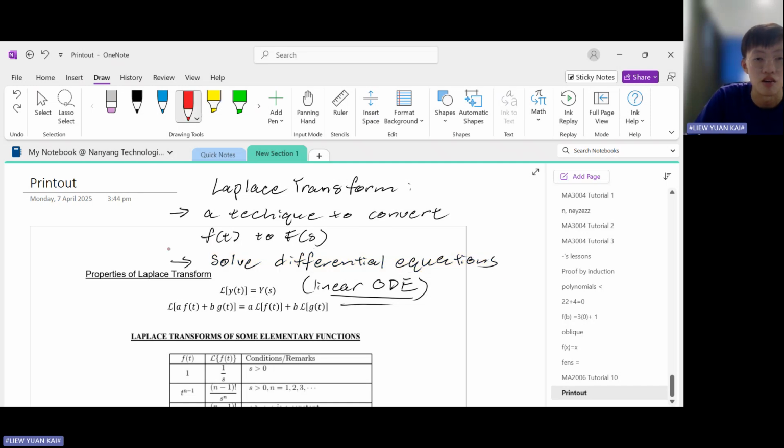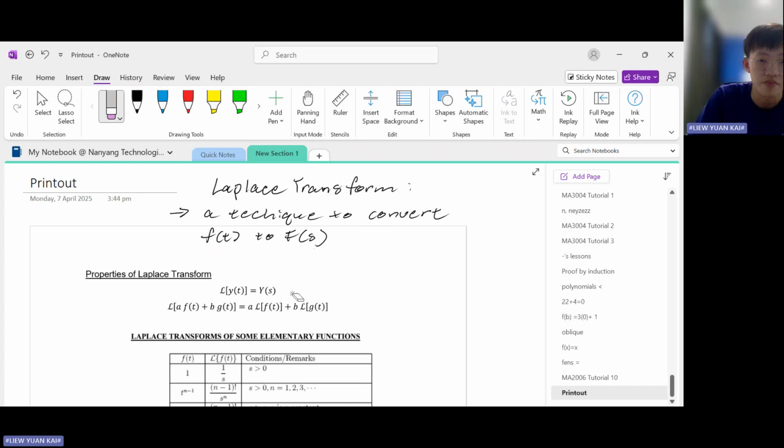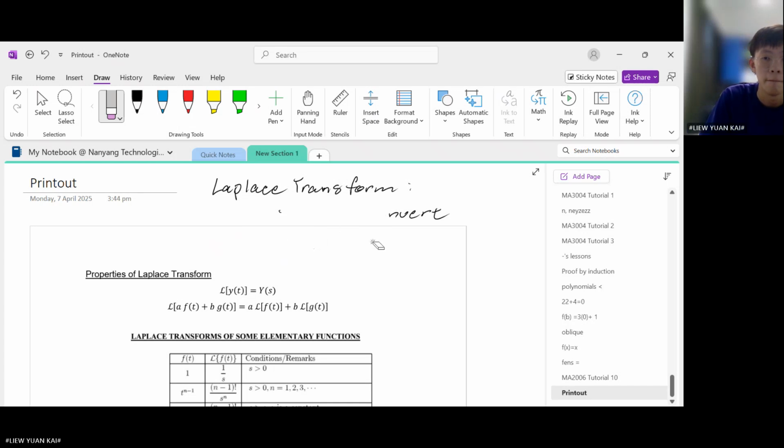But this will be the subject of the next week. For now, what we are interested in is getting you comfortable in performing Laplace transforms. We need to be comfortable in converting f of t to F of s and F of s back to f of t. So we also need to do the inverse of the Laplace transform. That's our focus this week: to get comfortable with doing Laplace transforms and inverse Laplace transforms.